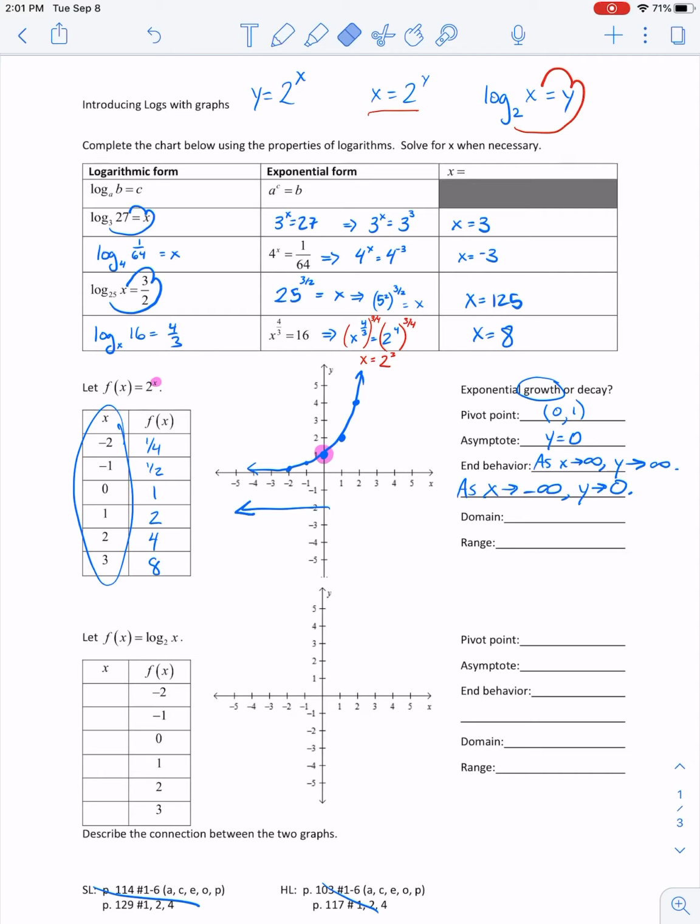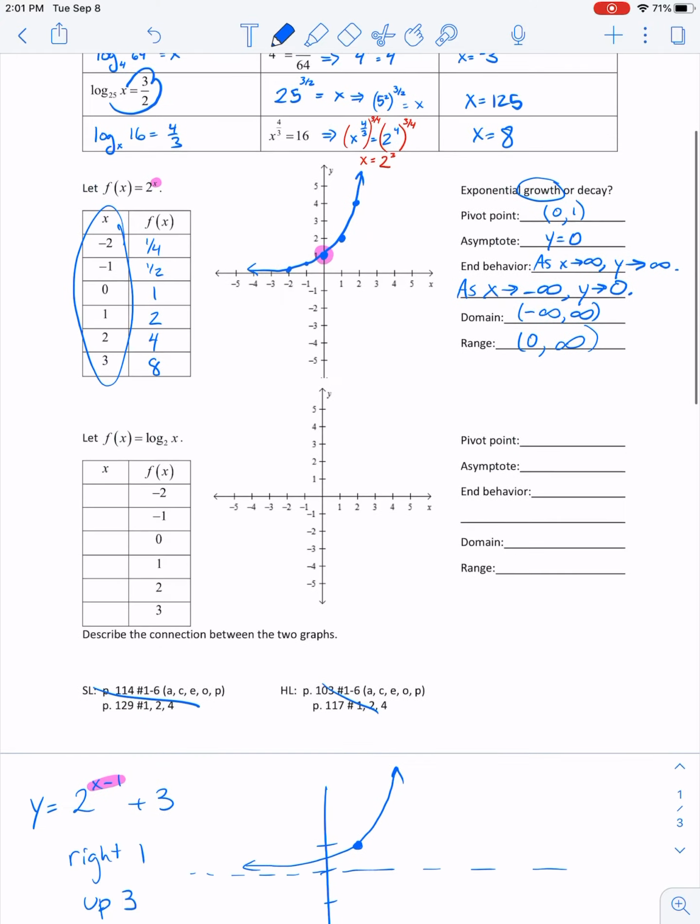What's my domain? Well, I can plug in anything I want into my exponent, so my domain is negative infinity to positive infinity. What's my range? Well, I'm going to get as close as I can to 0, but I'm never going to make it. So it's going to go from 0 to positive infinity.